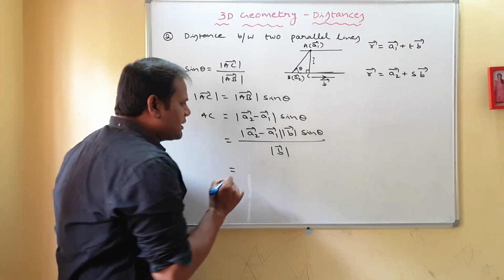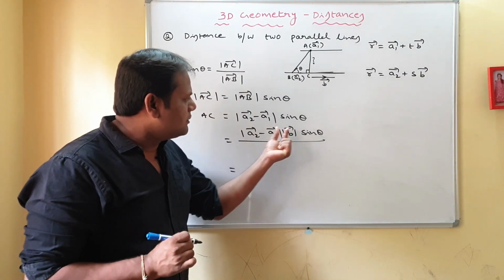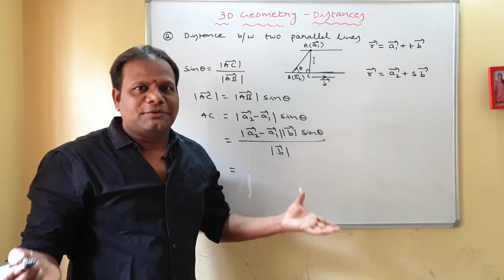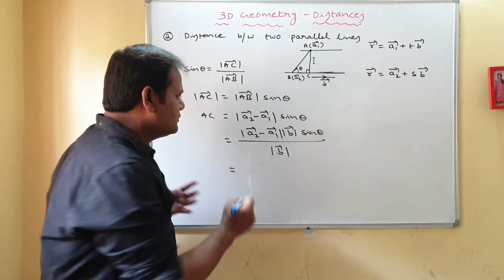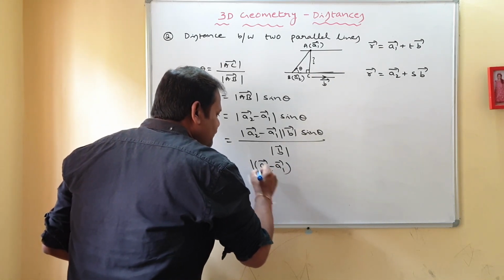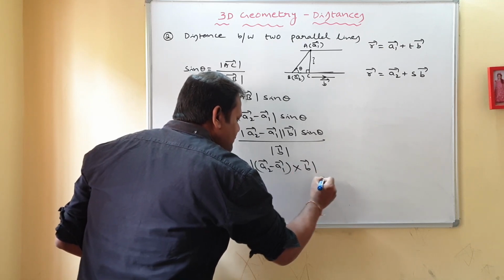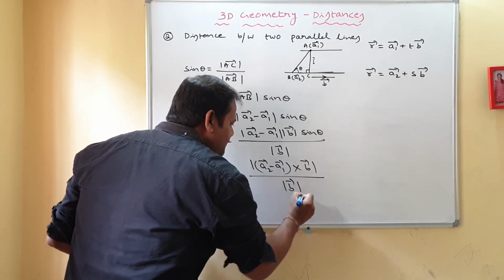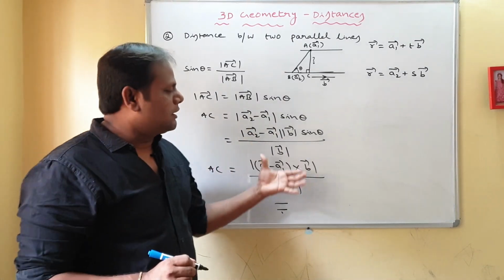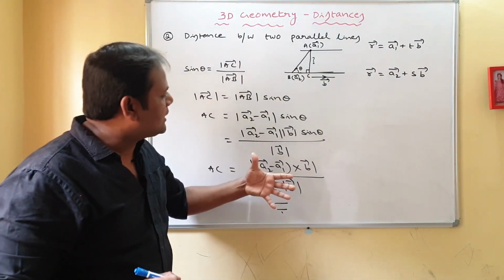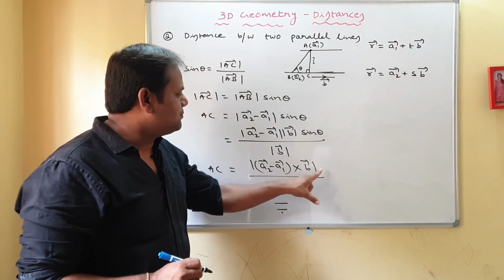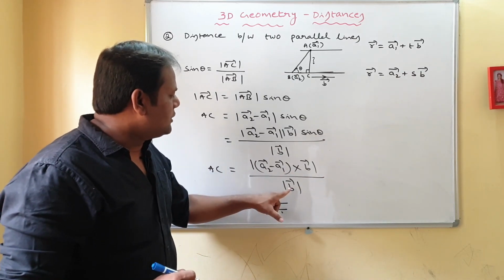Now you observe the numerator. Is it like mod a bar, mod b bar, sine theta? What is the formula for that? Yes, mod a bar cross b bar. So it is mod of a2 bar minus a1 bar cross b bar by mod b bar. So the distance between two parallel lines is mod of a2 bar minus a1 bar cross b bar by mod b bar.